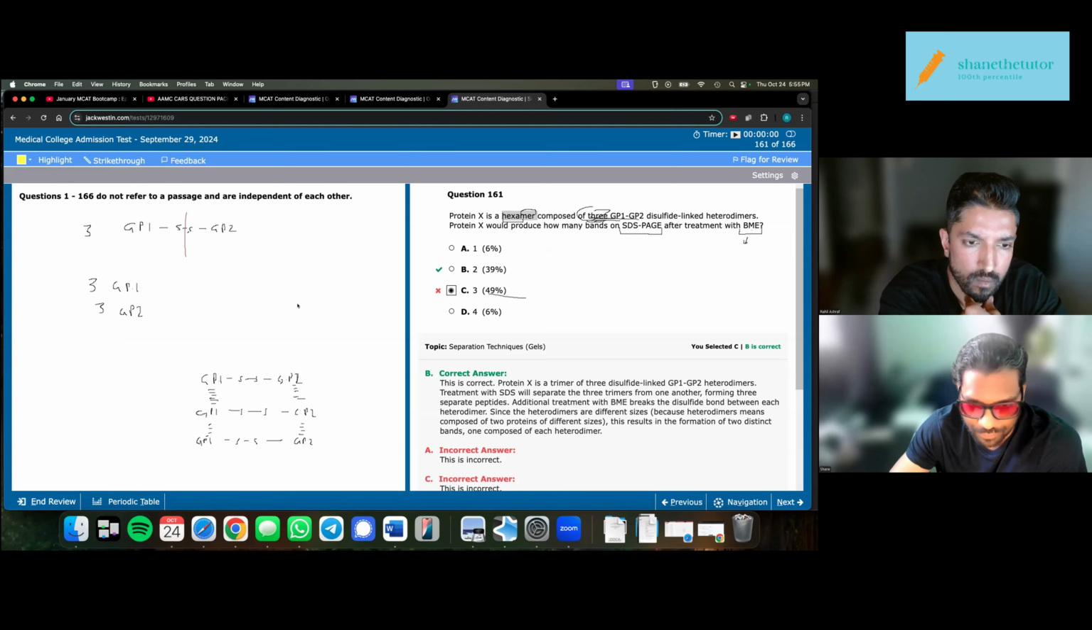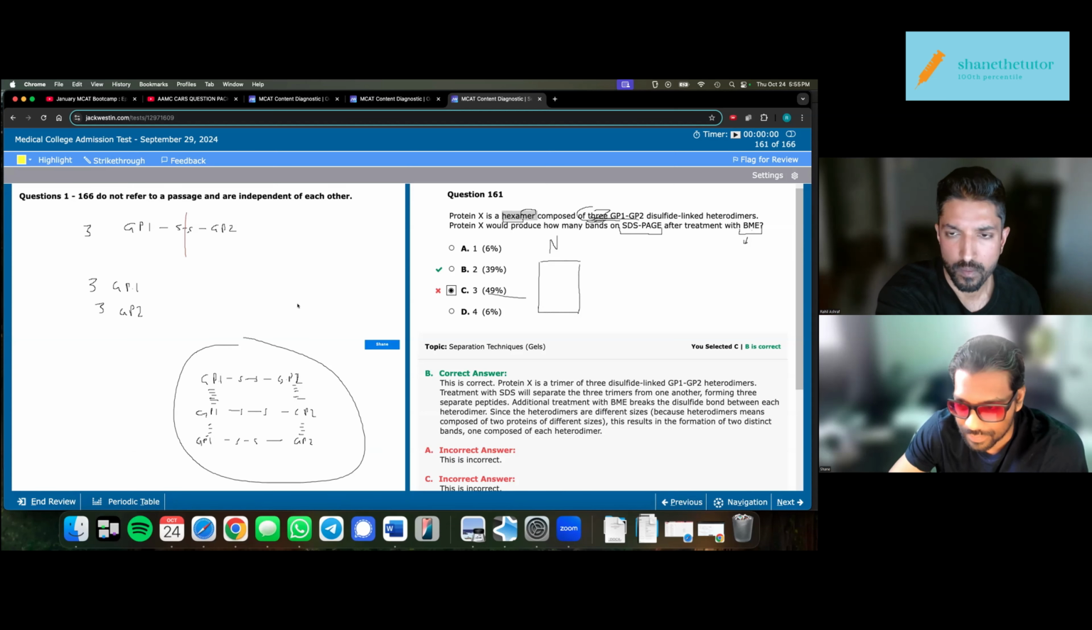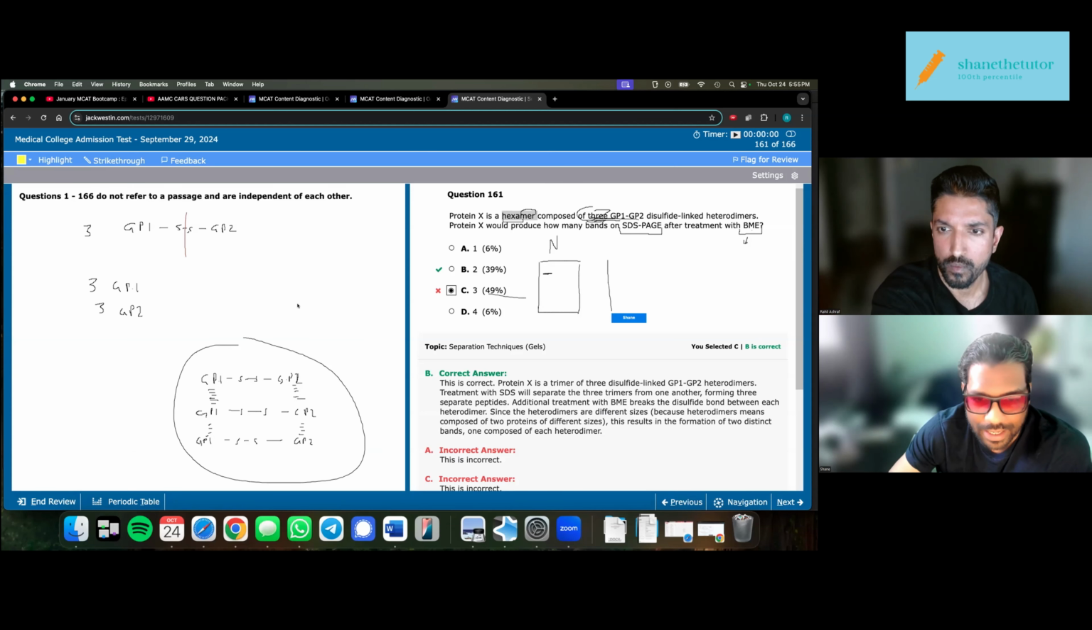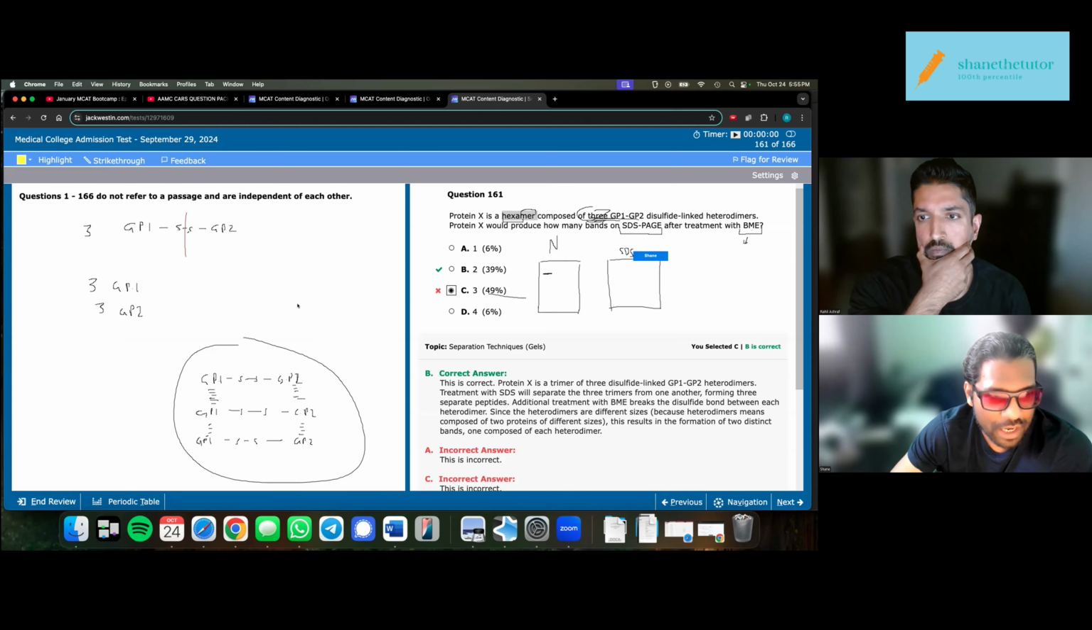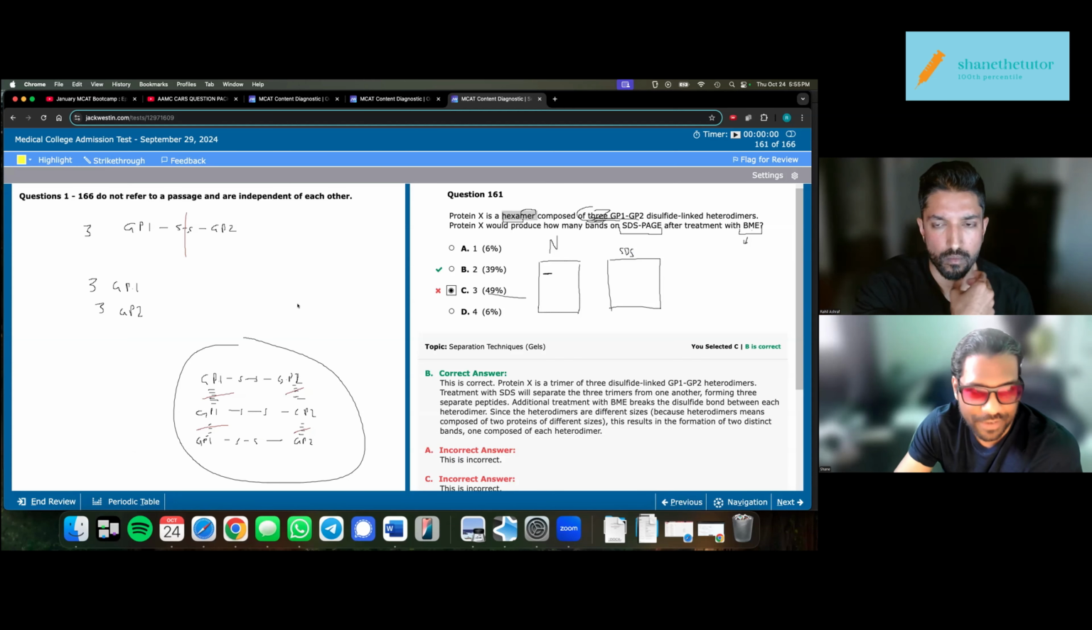So I'll give you for each. Native would give you one band because it's the entire thing. Right? So let's put that there. Then SDS means that we're going to break apart these intermolecular bonds, but we are not going to break apart the disulfide bonds, right?